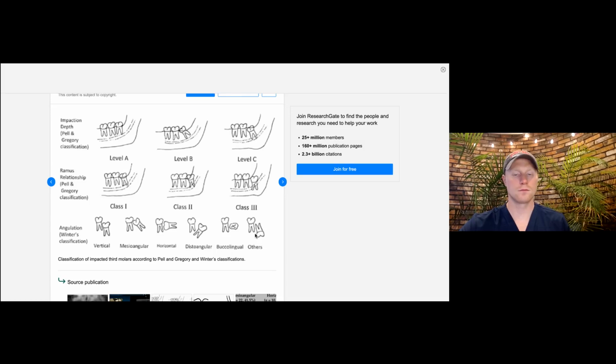Winter's is simpler, just the angle. Vertical, 0 to 10 degrees. Mesioangular, 11 to 70 degrees. Horizontal, 71 to 90 degrees. Distoangular, beyond the vertical. Mesioangular is easier. Horizontal's a bitch due to more bone and tooth sectioning.